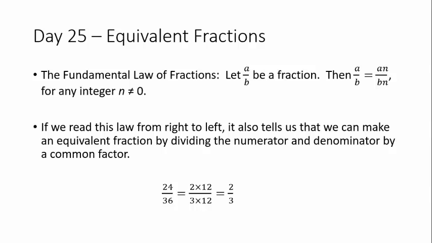We start with the fraction 24/36. We know that 24 and 36 have a common factor. 12 is a common factor of both 24 and 36. 24 can be written as 2 times 12. 36 can be written as 3 times 12. And so, using the law, we know that this is equivalent to 2/3. Therefore, 24/36 is equivalent to 2/3.